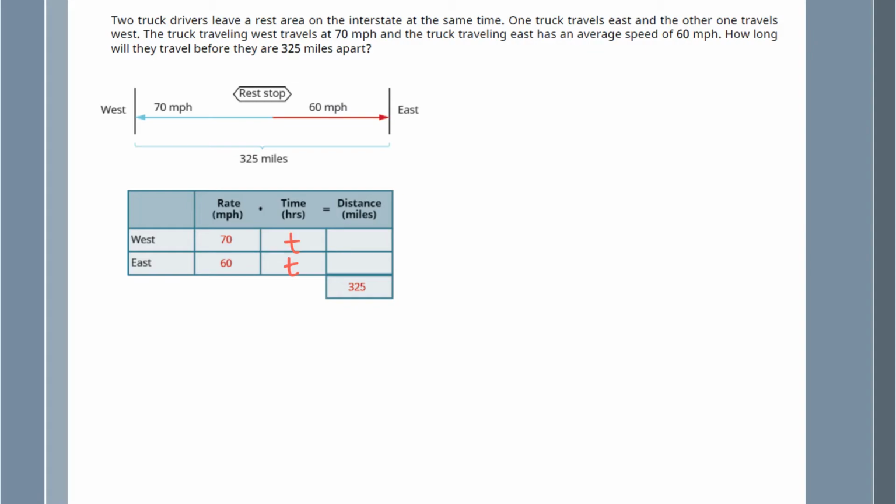And then the distance for the westbound truck is 70 times t. The distance for the eastbound truck is 60 times t. And we know that if we add those two distances together, we get a total of 325 miles. So 70t plus 60t equals 325.